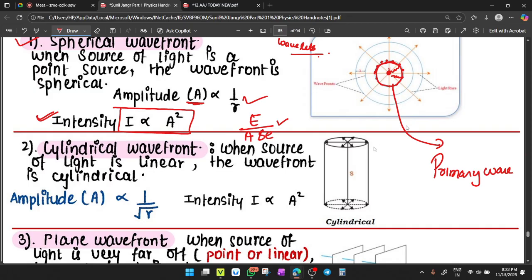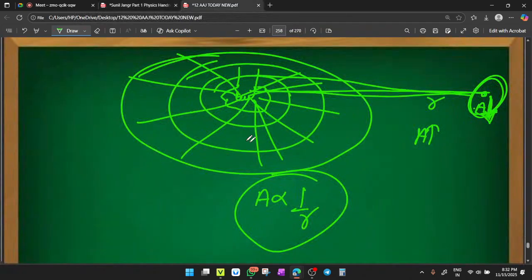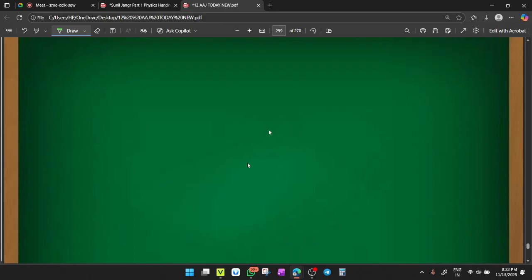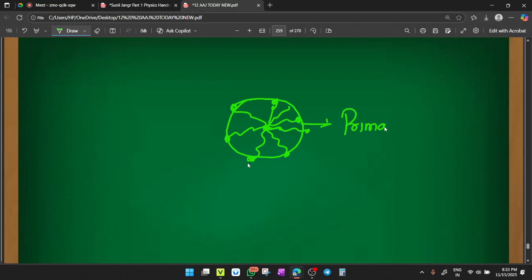Primary wavefront. Clear? So what happened? This is the source, and this source emitted the disturbance. The disturbance vibrates the particles of the medium in the same phase, and these particles behave like a fresh source of energy, and if you join these particles, you will have a wavefront. This is called the primary wavefront. Clear or not clear?